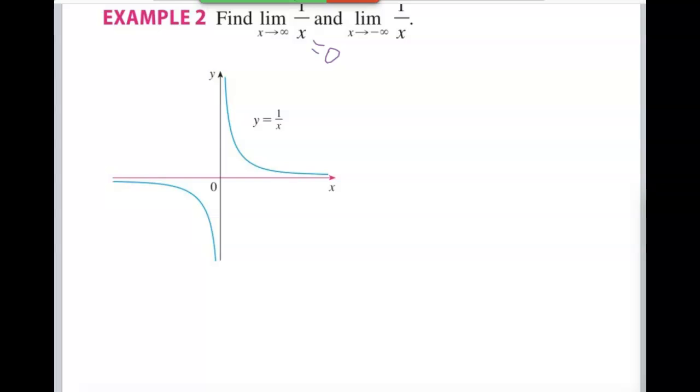Well, what about if I approach negative infinity? If I use negative values of x, I would have negative 1/2, negative 1/10, negative 1/100th, 1/1000th, etc. What are my fractions getting closer to?